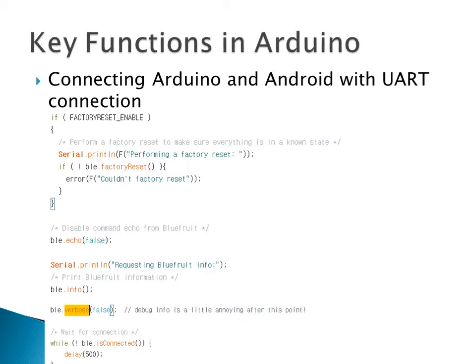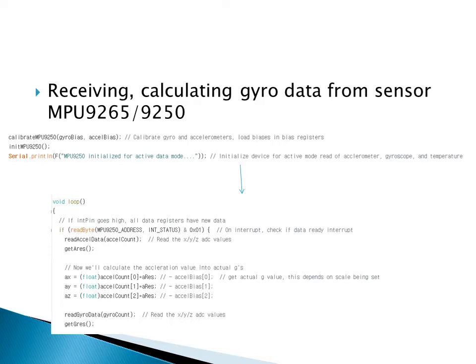The key functions in Arduino, the first thing to mention is to connect the Arduino and Android with UART connection. If the factory reset can be done, it will do the factory reset and it will show the information of the Adafruit board on the serial monitor, and as it is finished, it will make the device ready for the connection. Now, as it is connected, the Android and the Arduino are connected together.